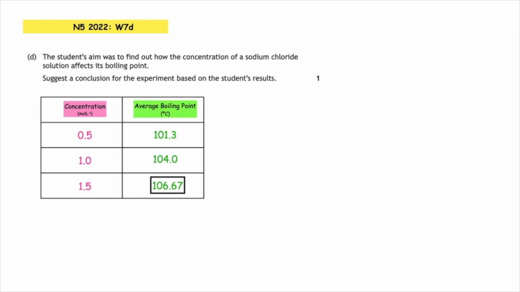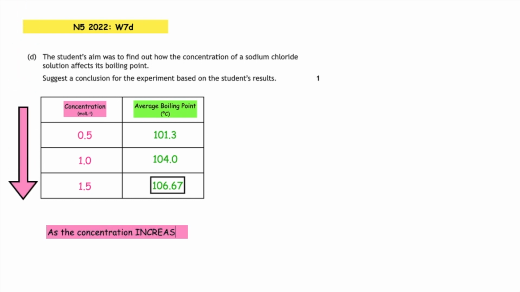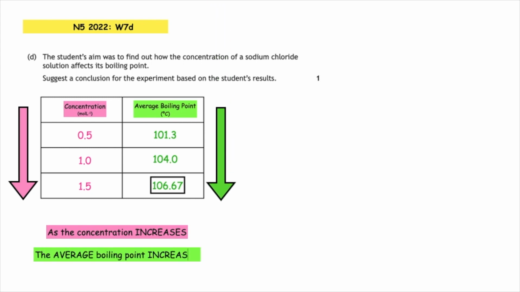The student's aim was to find out how the concentration of a sodium chloride solution affects its boiling point. Suggest a conclusion for the experiment based on the student's results. So what are we doing to the concentration? We are increasing the concentration of sodium chloride solution, and what we can see from the results is that the boiling point increases.